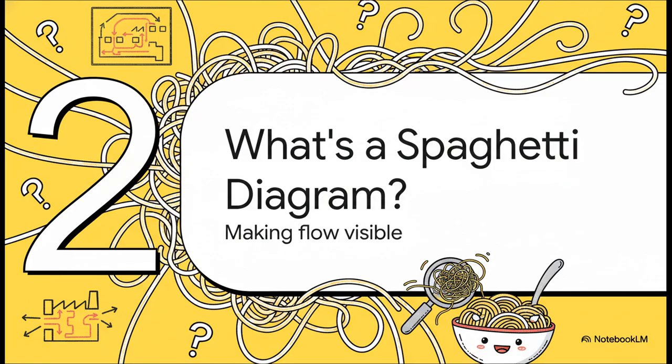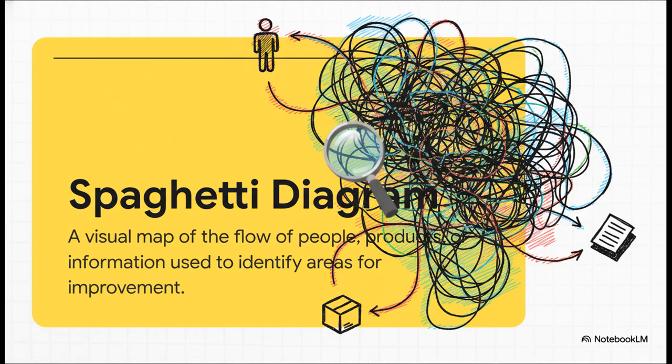So how in the world do we see this invisible waste? Well, we use a tool designed for this exact purpose, the spaghetti diagram. And listen, don't let the name fool you, okay? It might sound a little silly, but its power is dead serious. So here's what it is in a nutshell.